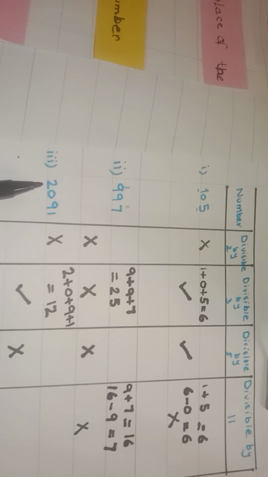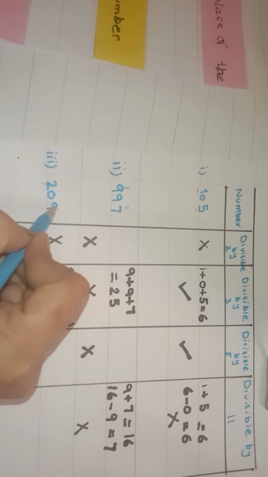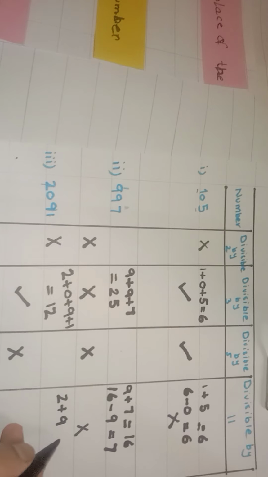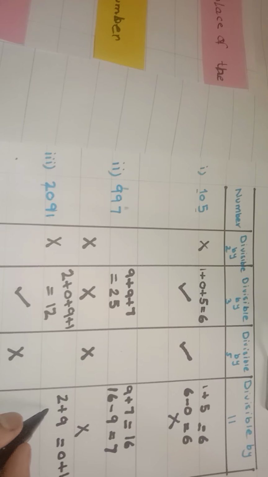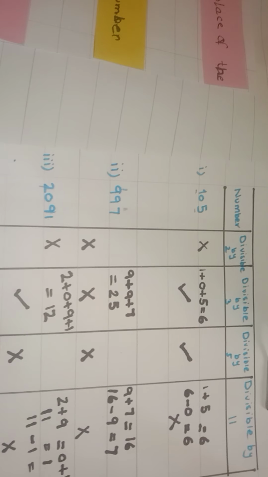For 11, we will add the alternate digits. We will add 2 and 9, and here we will add 0 plus 1. Now 2 plus 9 is equal to 11. Here 0 plus 1 is equal to 1. Now we will find their difference. 11 minus 1 is equal to 10, which is not 0 or a multiple of 11, so we will place a cross. It is only divisible by 3.